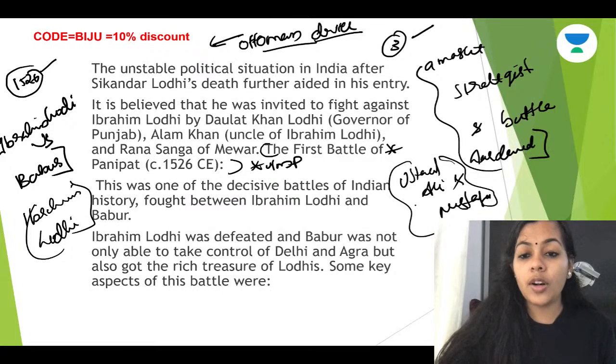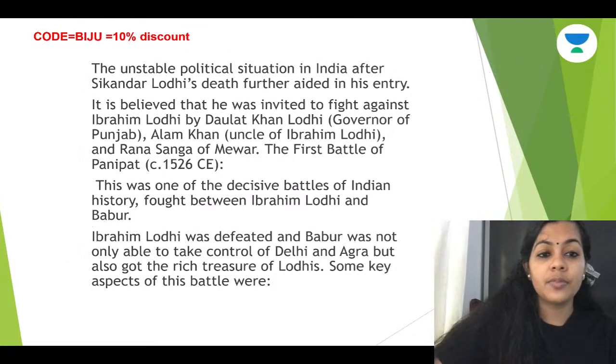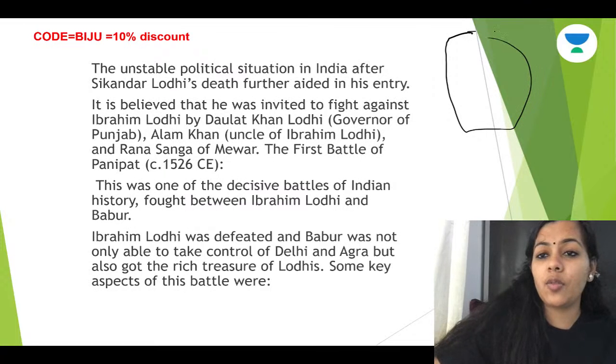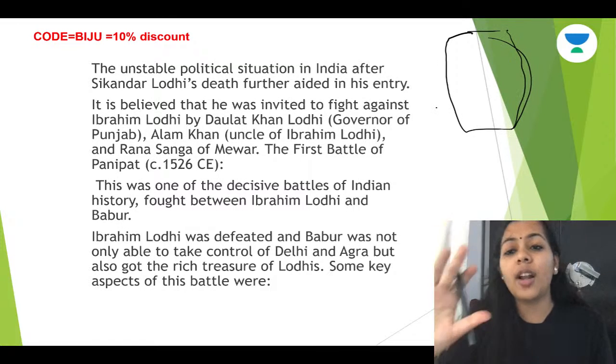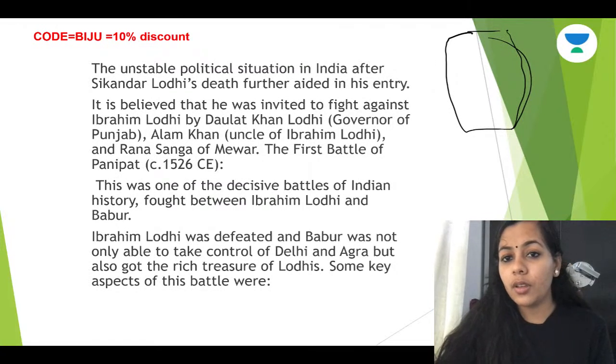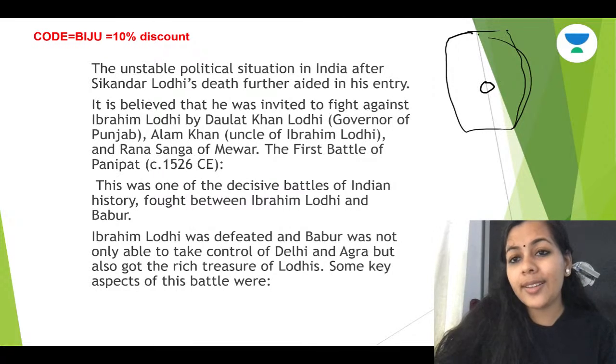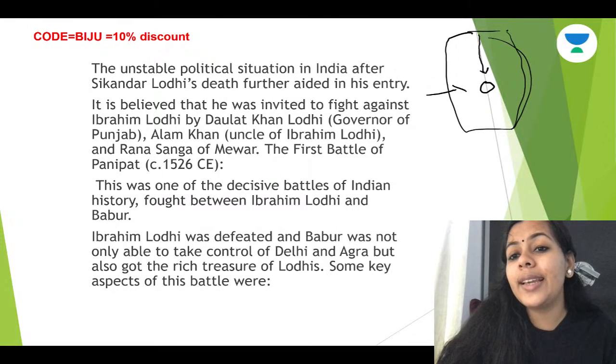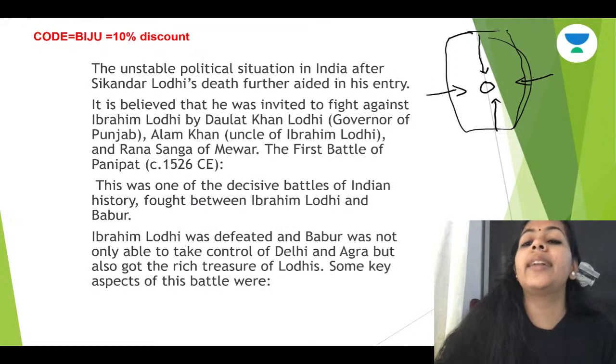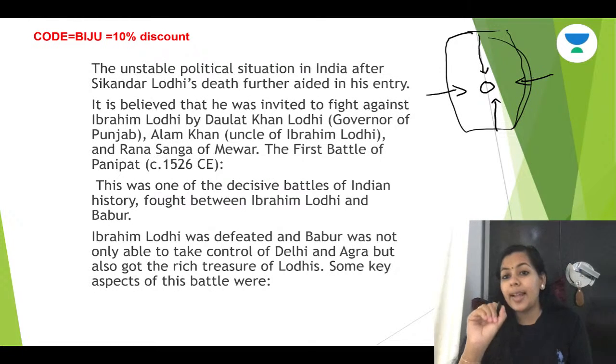So this is a war field. According to his Ottoman tactics, now this is a war ground. This is the position of Ibrahim Lodi. He thought that Babur would be attacking from here only. But what did Babur do? Babur attacked him from four sides, from the back side also, and from here also. So this was the Ottoman tactics.